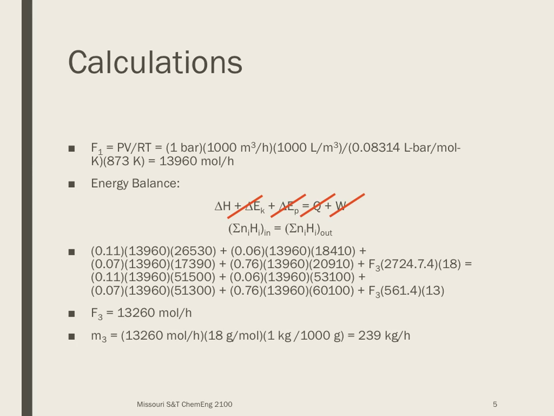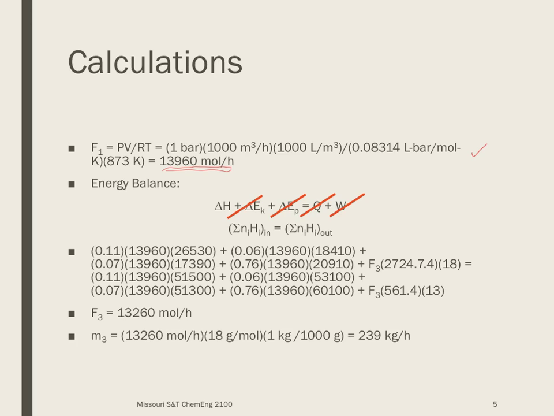Next, we are told the volumetric flow rate of stream 1. We also know the pressure and temperature, so therefore I can use the ideal gas law to solve for the molar flow rate of stream 1.